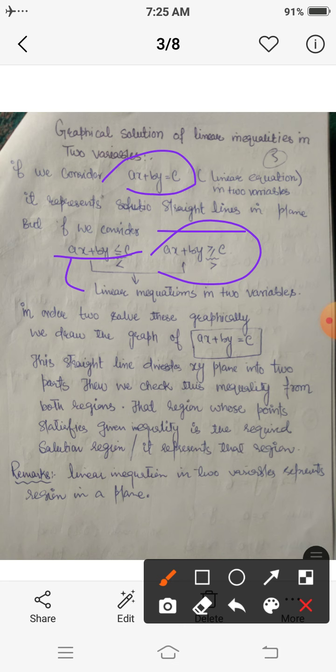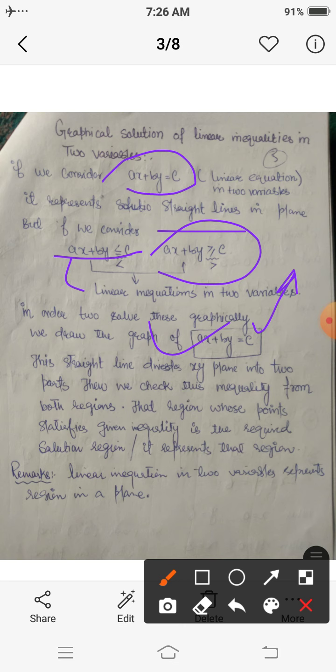Now in order to solve these graphically, firstly we have to draw the graph of ax plus by equals c, whether we have less than or equal to, or less than. Firstly draw the graph of ax plus by equals c. Because ax plus by equals c is a straight line, it divides the plane into two parts.